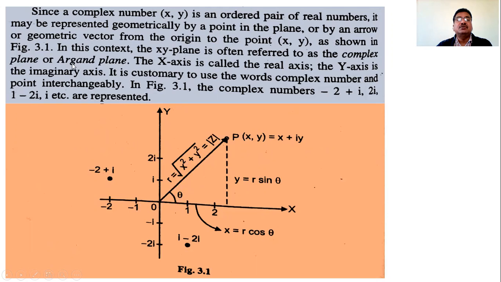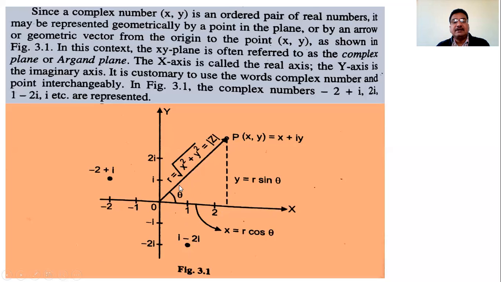It is shown in the figure. In this context, the xy plane is often referred to as the complex plane or Argand plane, and the x-axis is called the real axis, the y-axis is called the imaginary axis. So in the figure, the complex number minus 2 plus i is this number, because the real part is negative and the imaginary part is positive. 2i is this number. 1 minus 2i is this number, because the real part is 1 and the imaginary part is minus 2, so it lies in the fourth quadrant.